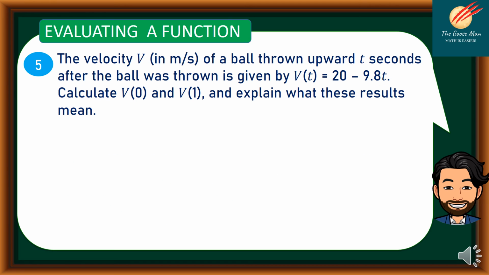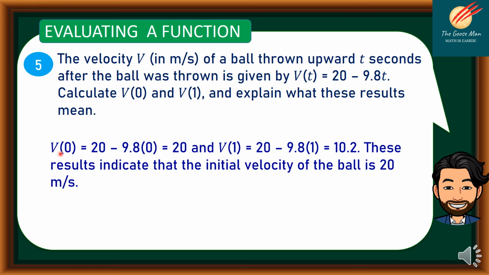Let's have another application on example number 5. The velocity v in meters per second of a ball thrown upward t seconds after the ball was thrown is given by v of t is equal to 20 minus 9.8t. Calculate v of 0 and v of 1 and explain what this result means. We will start with v of 0, that is equal to 20 minus 9.8 times 0. So we will replace t by 0. So this is equal to 20.